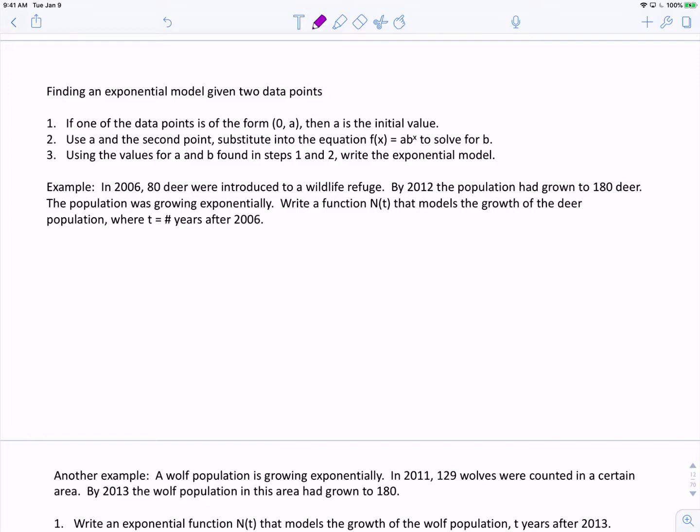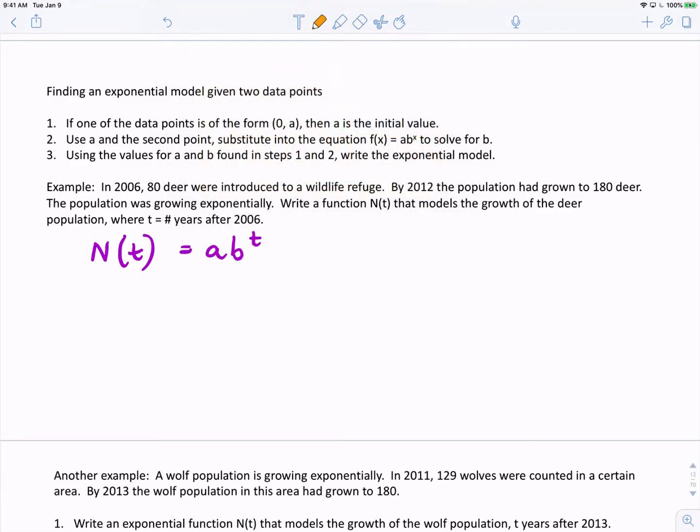In 2006, 80 deer were introduced to a wildlife refuge. By 2012, the population had grown to 180 deer, and the population was growing exponentially. Write a function N of t that models the growth of the deer population, where t is the number of years after 2006. So, in general, our exponential function would look like N of t equals a b to the t, where a is your initial amount and b is your growth rate.